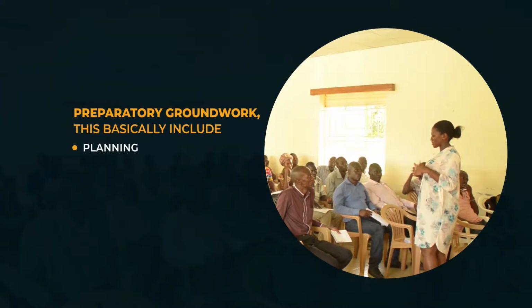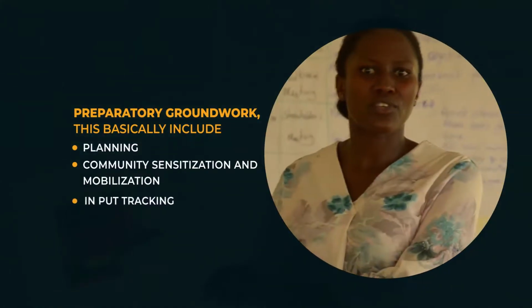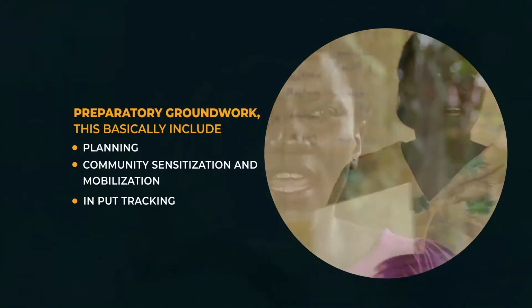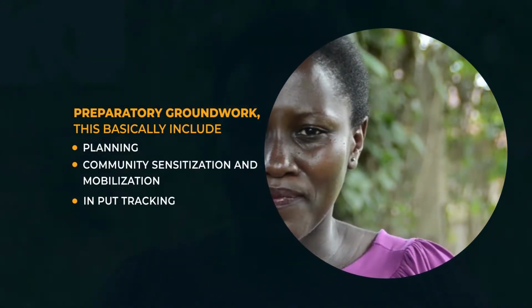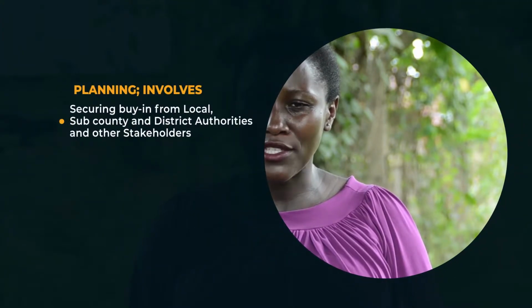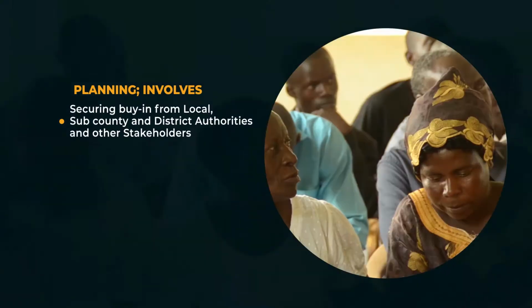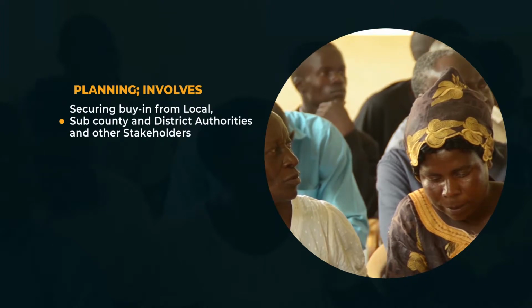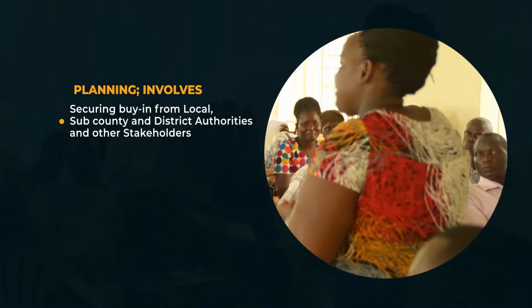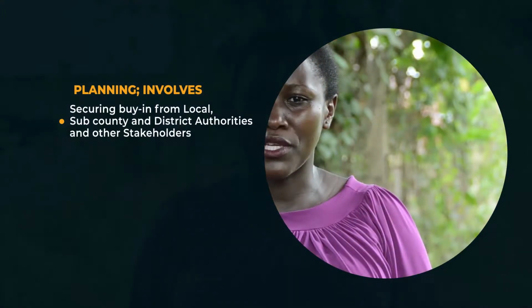So we'll now explain the steps in detail. Preparatory groundwork. Under the preparatory groundwork step, we do planning, input tracking, and sensitization and mobilization. In planning, we want to secure buy-in from the different stakeholders at the local level in the communities, in the sub-counties, the districts, the national level, but also other stakeholders like civil society organizations that are going to help us in implementing the community scorecard. And we do this through meetings.